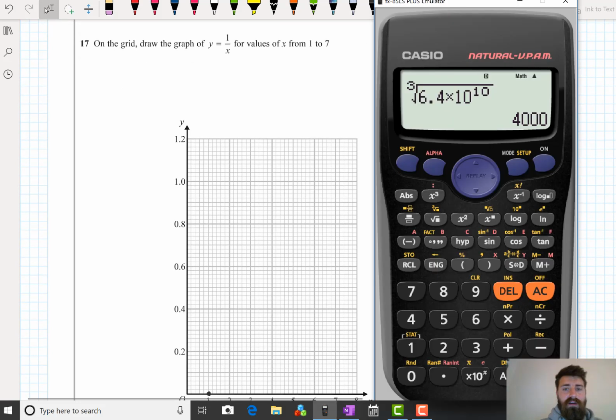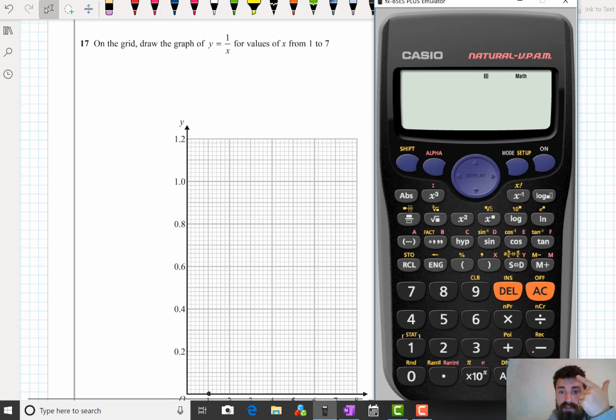How to plot any graph. Mode. 3. Table. This means y. Y equals, I want to do 1 divided by x. X is there. It's red. Alpha for the red. X equals. I want it to start from x at 1. I want it to end at 7. I want it to go up in 1. So that's 1, 2, 3, 4, 5, 6, 7. In total, I have 7 coordinates.